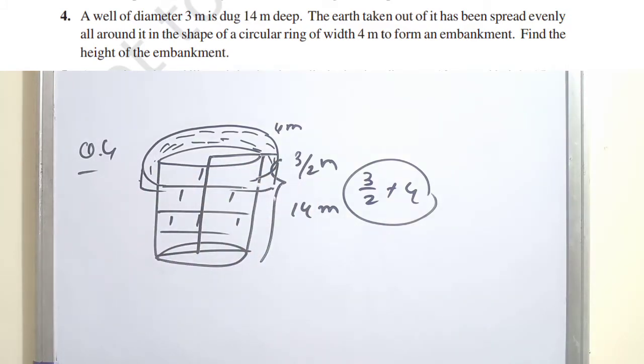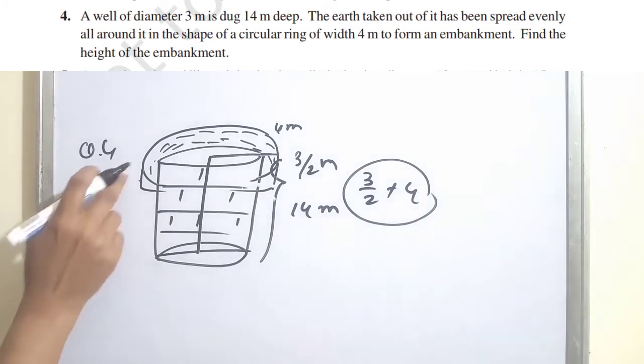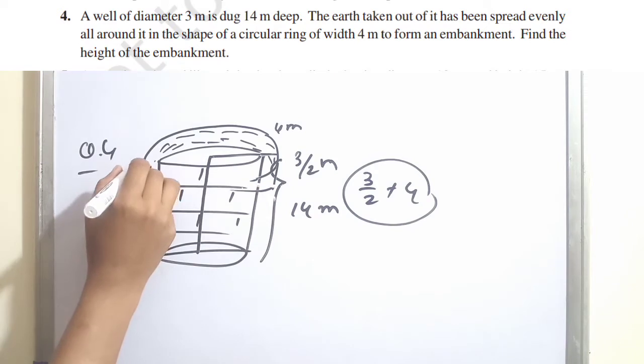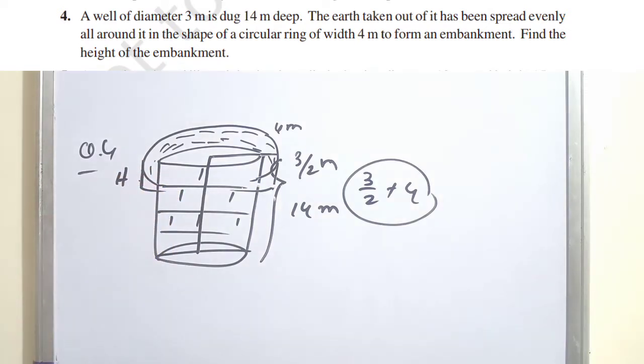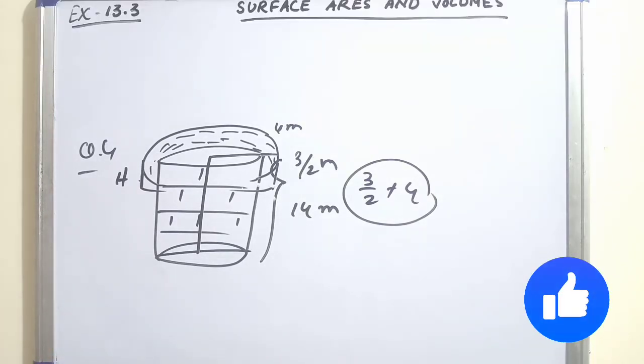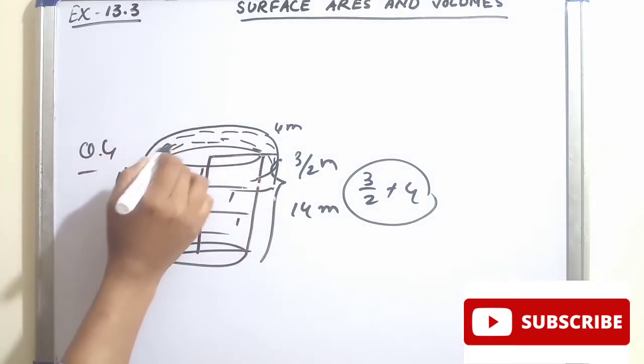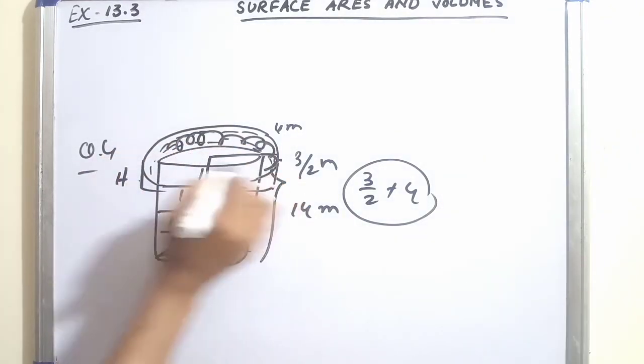Now you have to find the height of this embankment. This forms a cylindrical shape, so here you have to find this height. Suppose this is capital H. This embankment is made from the extracted soil. That means the volume of this extracted soil is equal to the volume of this embankment, only this embankment.